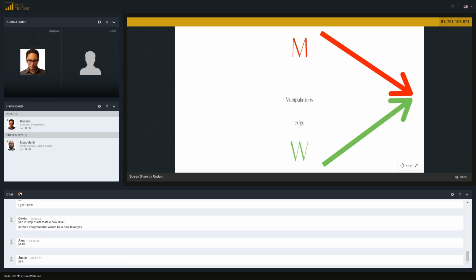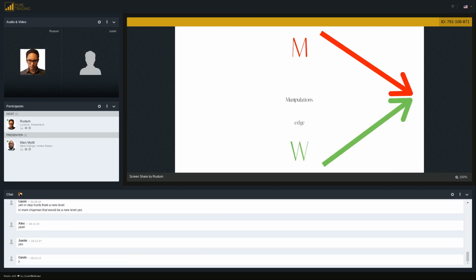Okay, so we are always looking for M and W patterns here. Now, those M and W patterns are manipulations and it is the edge. You can call it what you want. You can say it's a stop hunt or it's just a pattern in the market. It could be the iceberg order on the top there or an iceberg at the bottom. But the pattern is going to remain the same. It's going to look like an M or a W before we want to pull the trigger.